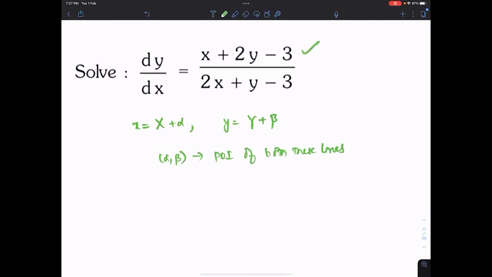So if I see these two lines, since they are not parallel, they will intersect. Now, what is that intersection point? 1, 1, you will get it. Okay. So now you take small x as capital X plus 1, small y as capital Y plus 1.